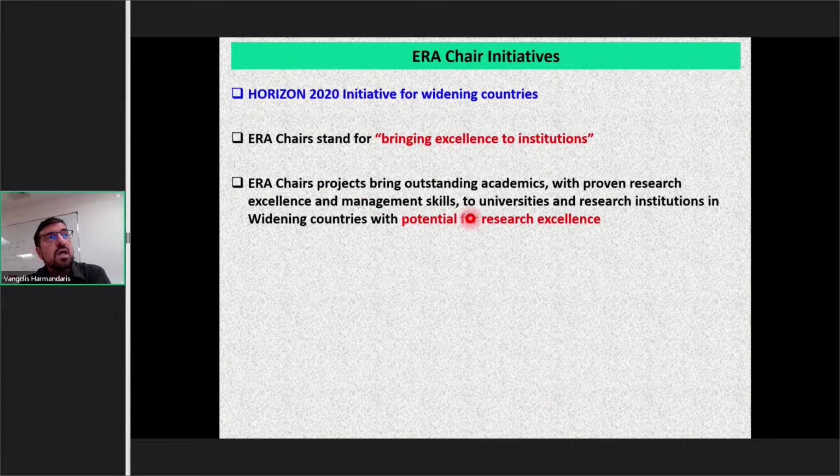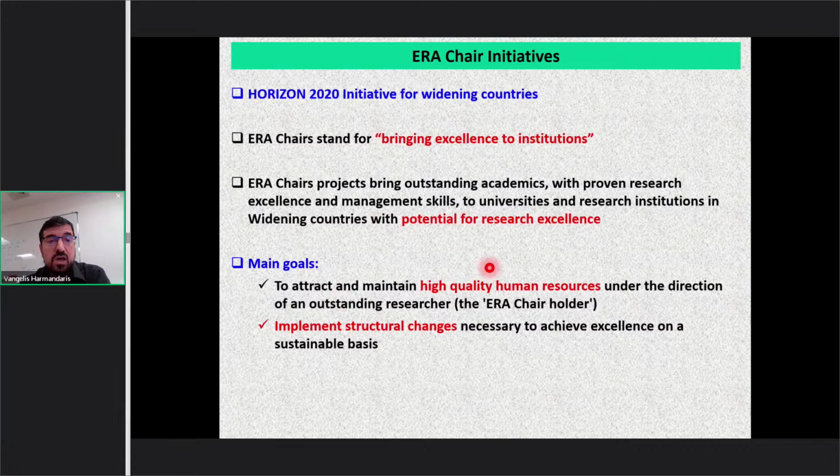So these are some initiatives that started in the previous Horizon program. Actually, it was even before Horizon, but in Horizon 2020, it was a larger action. And the idea is to bring some excellence to academic institutions that belong to some specific countries, the widening countries. And the idea, beside the research part, and that's why I want to insist on it and emphasize it in this talk, is that one of the main goals is that there should be some structural changes at the institutes in order to build something that's sustainable even after the end of the ERA-Chair. And this, as you see here, are the two main goals of all ERA-Chair initiatives.